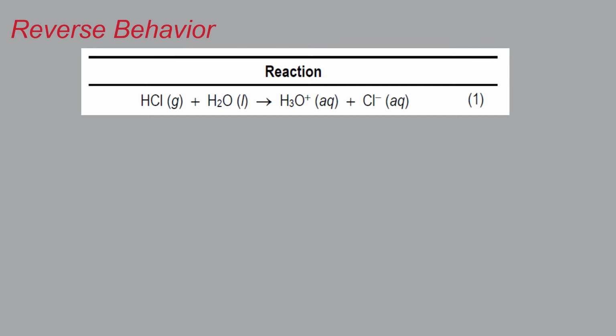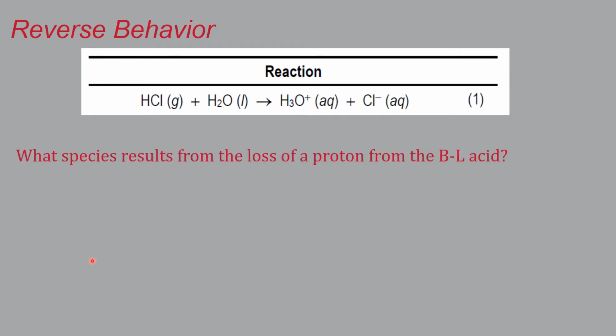All right, now, so let's have a little fun with that first reaction here. So the HCl with water to give us hydronium and chloride. And here's the question that we're going to ask ourselves. Looking at this reaction as it's written, what species results in the loss of a proton from the Bronsted-Lowry acid? So as we discussed a few slides ago, the Bronsted-Lowry acid in this reaction, as it's written, is the HCl. Now, when you take the proton away from HCl, you are left with chloride.